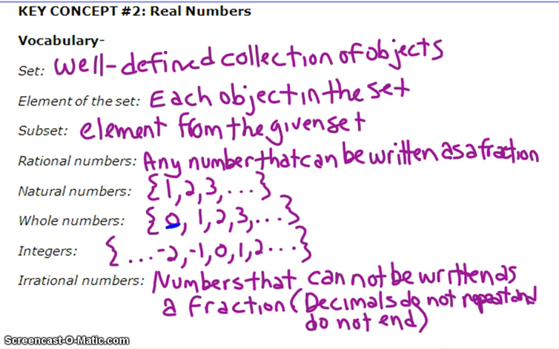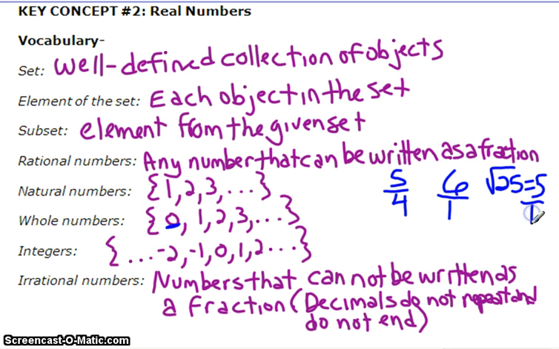Rational numbers is any number that can be written as a fraction. Now be careful, it doesn't just include fractions like 5 over 4, but 6 would be a rational number because any whole number can be written as a fraction if you put it over 1. Okay? Also, square root of 25, that would be a rational number. Because I know the square root of 25 is 5, well, I can write 5 over 1.